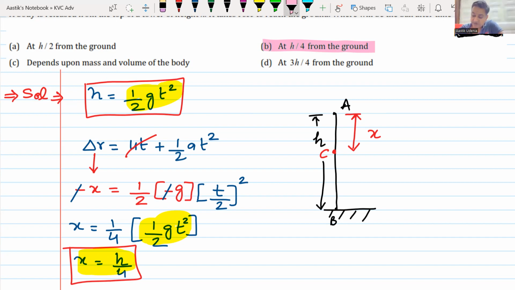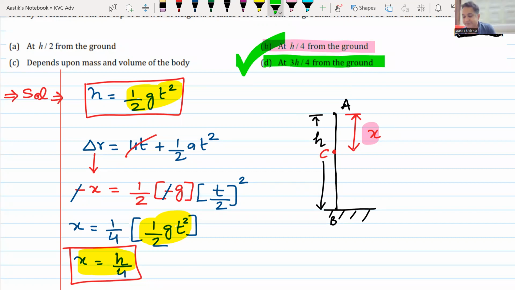Option B is wrong, because this x is from the top of the tower. From the top of the tower, it is h by 4. Therefore, the correct answer is 3h by 4 from the ground. Do we understand this? A simple mistake, if we do it in a hurry, can end up being very decisive, and we can lose precious marks on that.